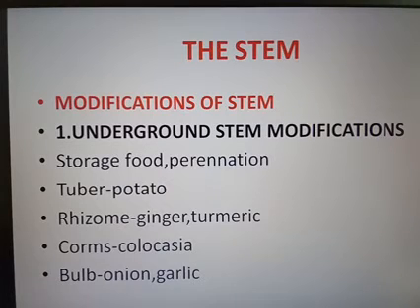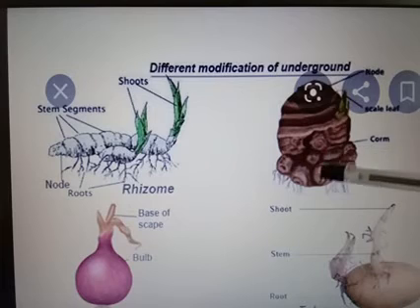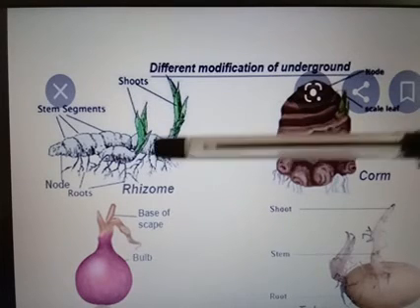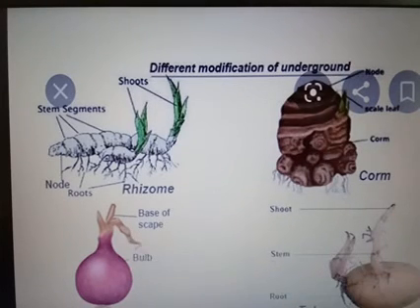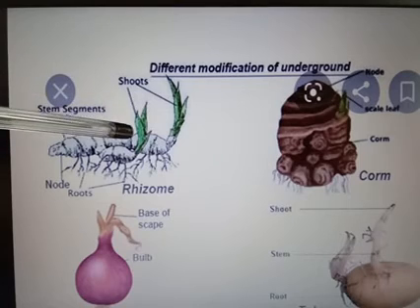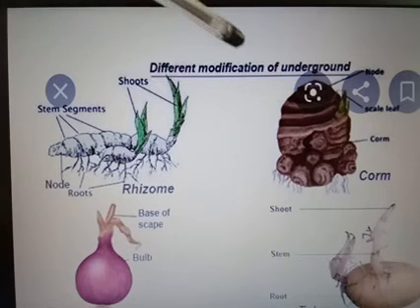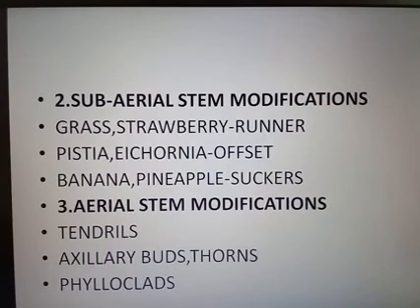Again I am repeating: the underground part of the stem in potato is known as tuber. In colocasia, the underground part is known as corm. In onion and garlic, the underground part is known as bulb. Ginger and turmeric both look alike, and in that case the underground part is known as rhizome. So the different underground modifications have different names. Clear? Next, we are discussing the subaerial stem modification.